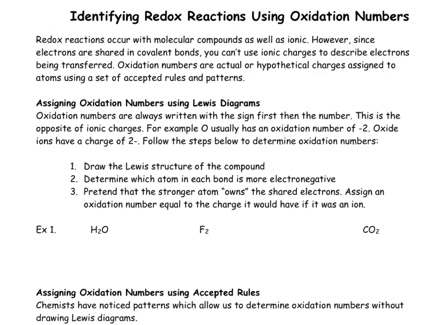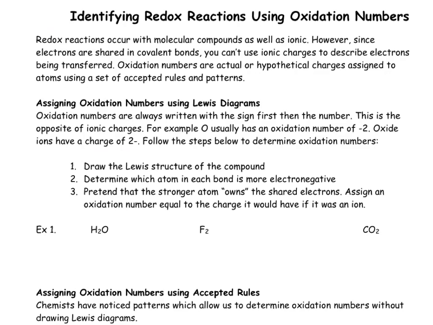Oxidation numbers were first assigned by using Lewis diagrams. They are always written with the sign first, then the number. This is the opposite of ionic charges. For example, oxygen usually has an oxidation number of -2, but the oxide ion has a charge of 2-. Make sure you follow this convention.